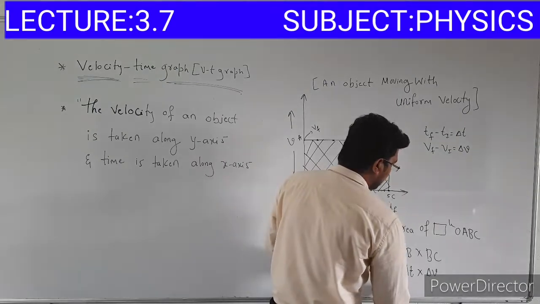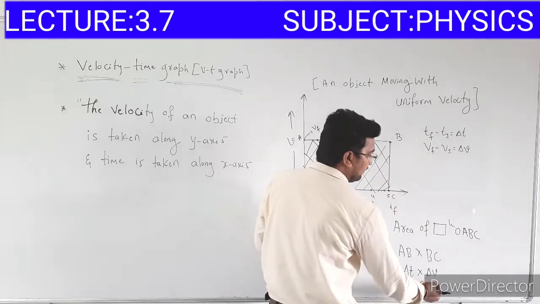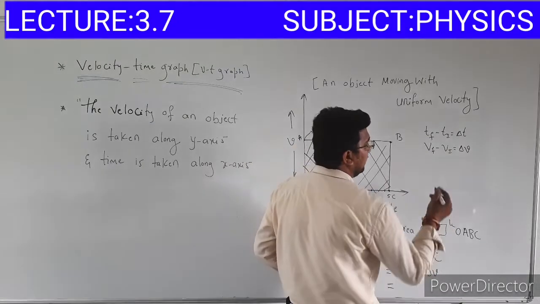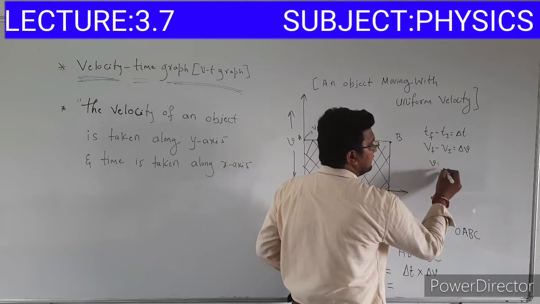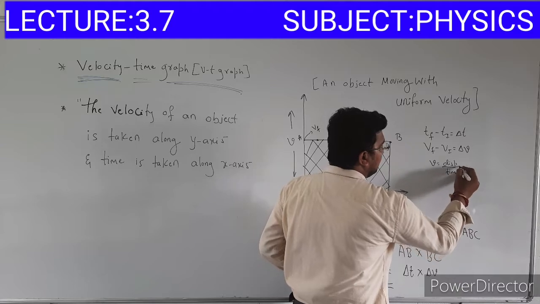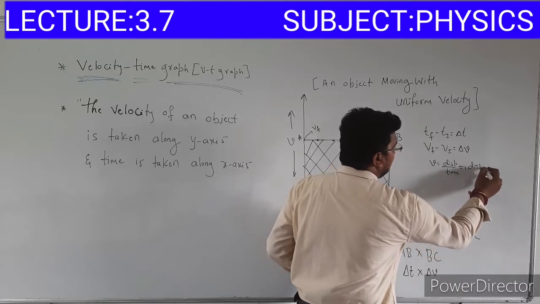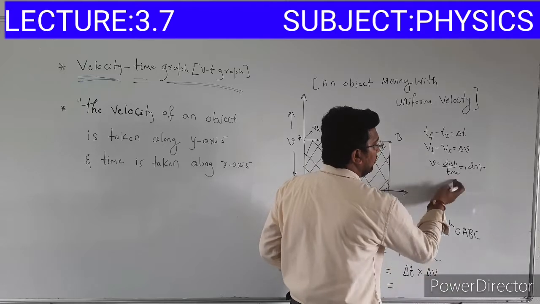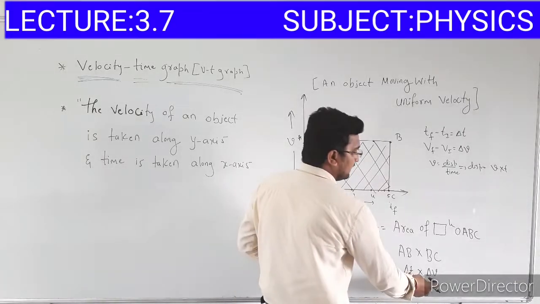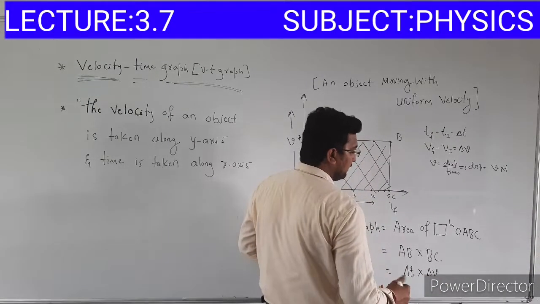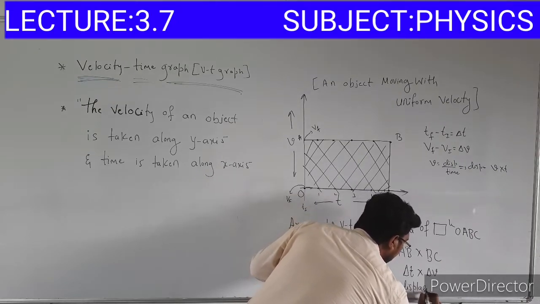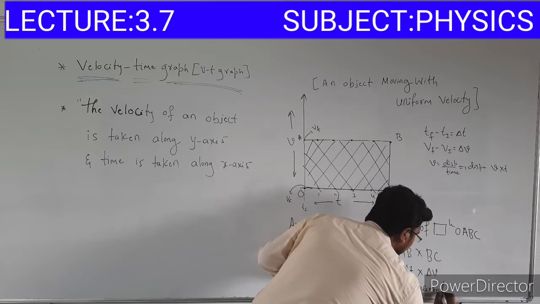Then the product of change in velocity into change in time interval is nothing but the displacement. Here velocity is equal to displacement by time, so displacement is equal to velocity into time. So change in velocity into change in time interval gives the displacement.